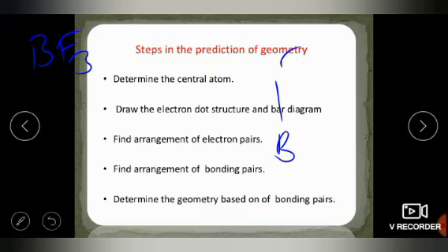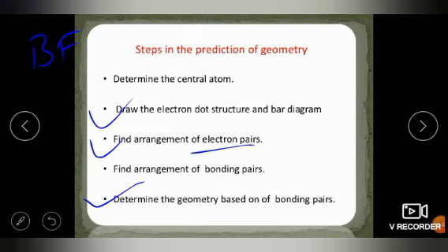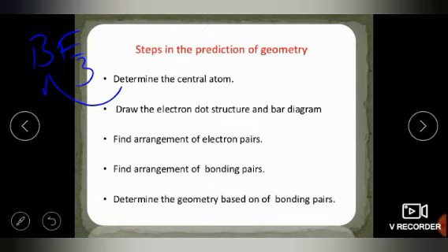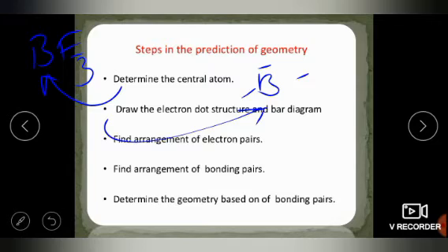Second, draw the electron dot structure. Third, find the arrangement of electron pairs, meaning whether it is a bond pair or a lone pair. Then determine the geometry based on the bonding pairs. So I told you all 5 steps. First step is the formula: identify the central atom in the formula. Second step, draw the electron dot structure of the central atom.